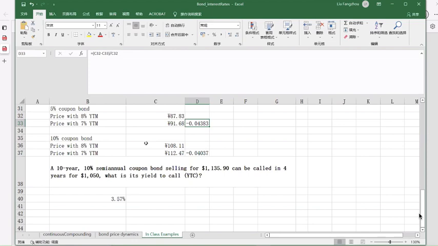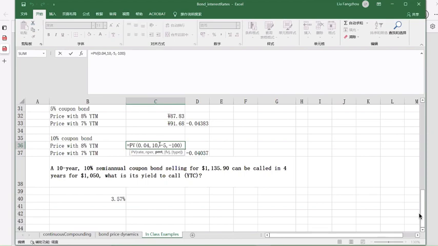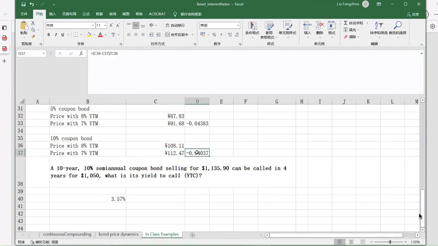What about the 10% coupon bond? Prices with 8% yield or 7% yield? You do the same, it's just that your coupon payment will change. Instead of 2.5, you have 5 for each period. So here your bond price will increase by 4.04%, in this case. So which one is more interest rate sensitive? The one with the lower coupon, right? The one with the lower coupon is more sensitive. So that's the idea.